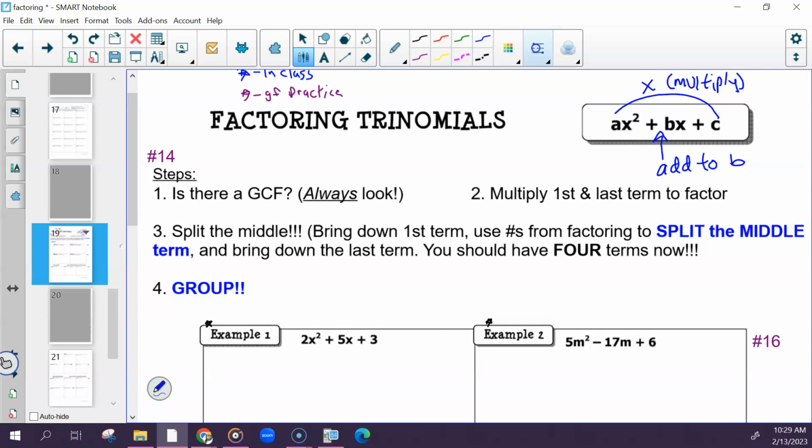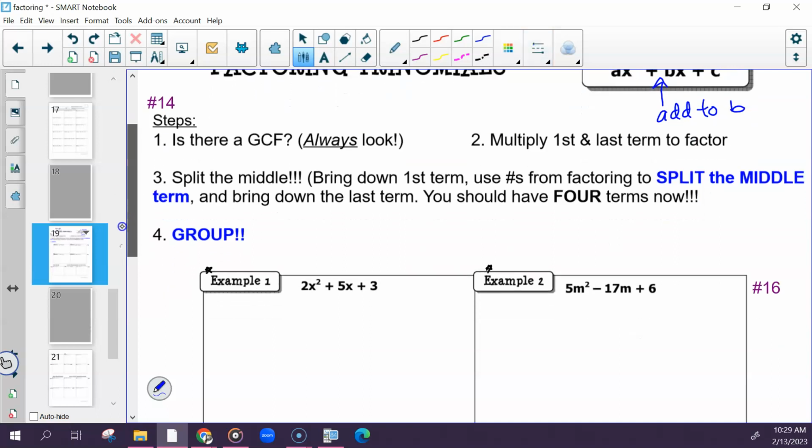Once we figure out those factors, we're going to take the middle term, take it out, replace it with the 2 factors we found. Then we'll have 4 terms instead of 3, so then we'll split it down the middle and do our grouping process. Okay. I know that was a lot in words because we didn't really do any math, but let's actually try this.